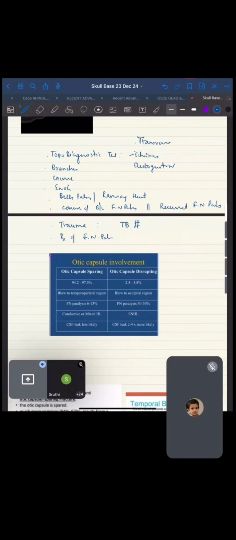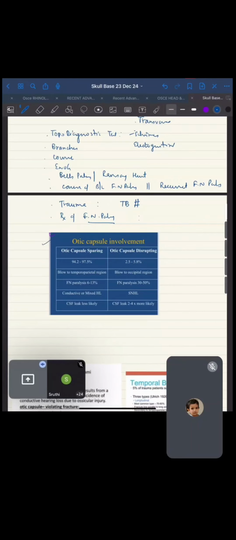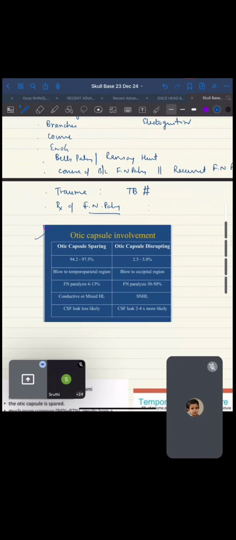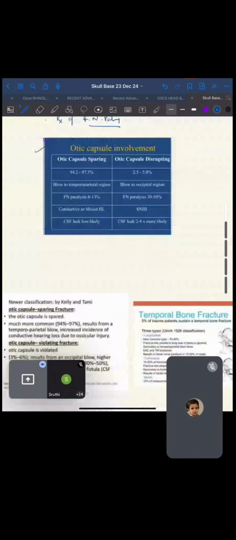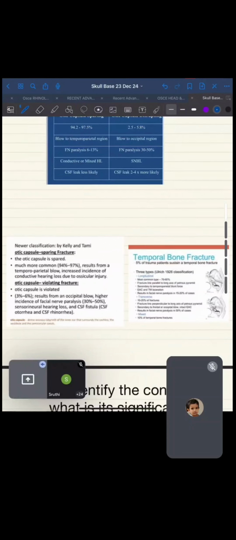And management of facial nerve palsy. Okay, and after this there are two gradings which are there for your facial nerve. One is the House-Brackmann grading. They might even ask you to give one other name other than House-Brackmann. So the answer is Sunderland Brackmann. Okay, this is given in Scott Brown. Okay, this is the newer classification which is used, that is the otic capsule involvement. Though you would have read it multiple number of times, I will request you again to read it because this is important, at least till you pass your exam.